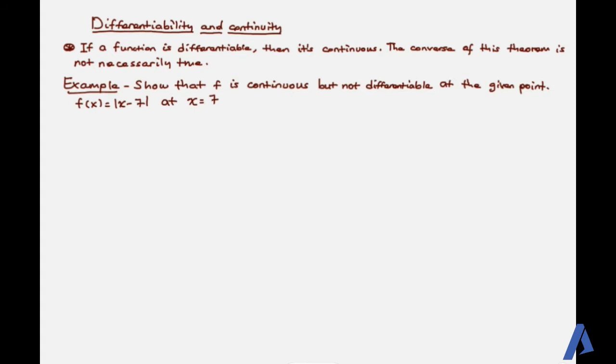ስለዚህ as an example show that f is continuous but not differentiable at the given point f of x is equal to absolute value of x minus 7 at x is equal to 7 የሚለው ማለት ነው። f of x absolute value function ስለሆነ ሪዲፋይን ማድረግ አለብን። ስለዚህ ሪዲፋይን ሲደረግ for x greater than or equal to 7 ራሱ x minus 7 ነው and for x less than 7 minus of x minus 7 ነው። ስለዚህ የኮንቲኒቲ ኮንዲሽኖች ምንድን ነበሩ?